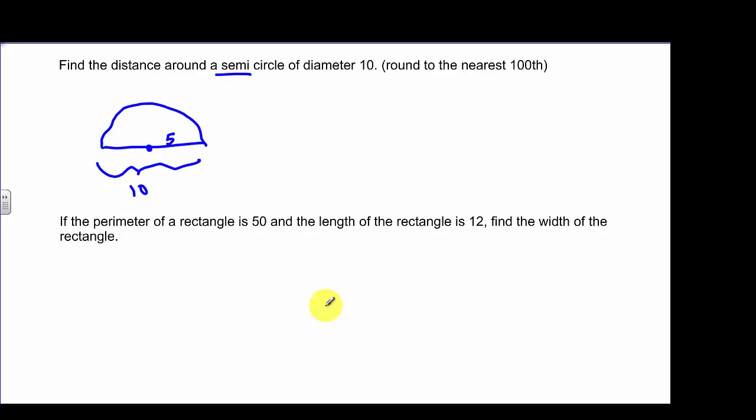And if we want to find the distance around that circle, then what we're going to have to do is find this curved distance and the straight distance. So what we really have is we have 10 plus the circumference. And then since it's a semicircle, we're going to have to divide that circumference by 2. So let's calculate the circumference first of all. We have 2 times pi times the radius. And the radius in this case is 5.